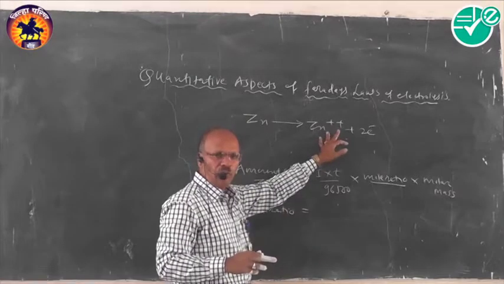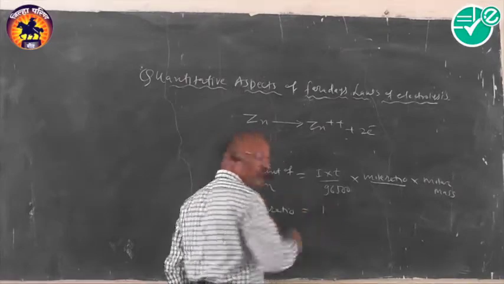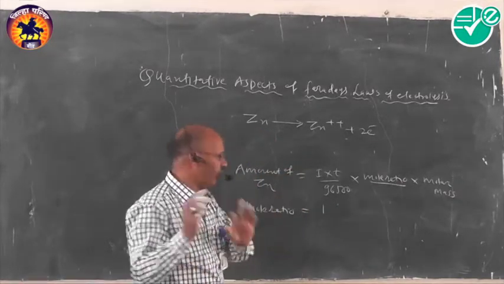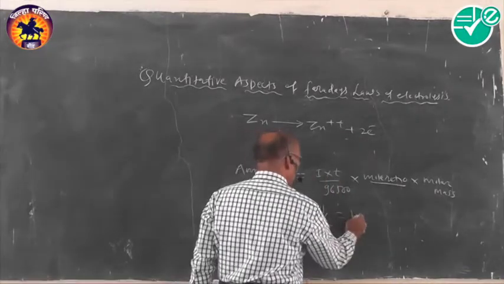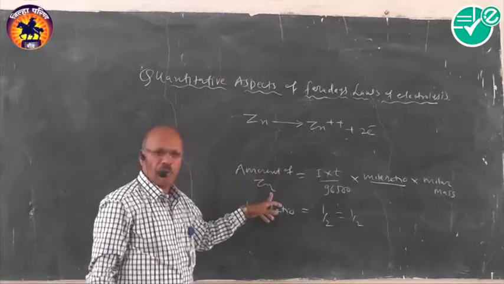Number of moles of product formed in the half reaction is 1. Along with the same, moles of electron transferred are 2. Two electrons are there, 2 is there. In this case, the mole ratio is half. By putting all these values, we can work out the amount of zinc.